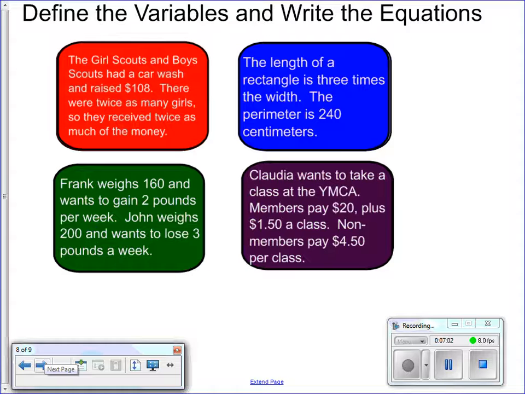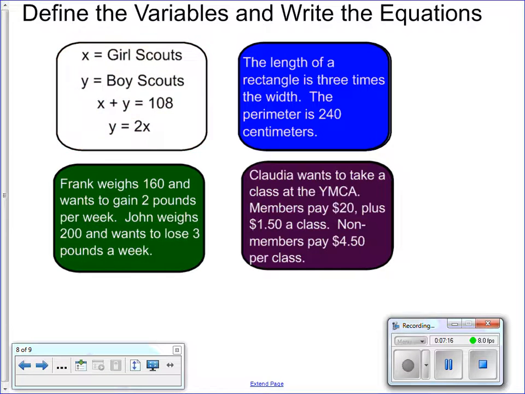Okay, so really quick, define the variables and write the equations. First one, the Girl Scouts and Boy Scouts had a car wash and raised $108. There were twice as many girls, so they received twice as much money. Your 2 variables are Boy Scouts and Girl Scouts, x plus y equals 108, and y equals 2x.